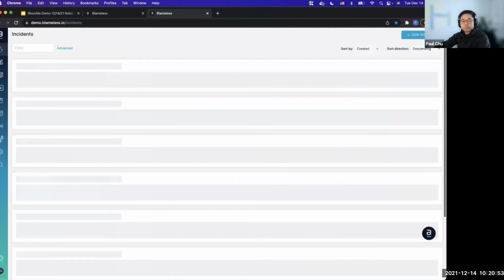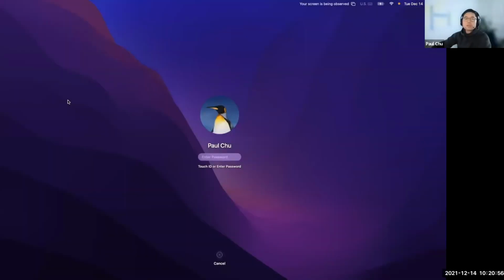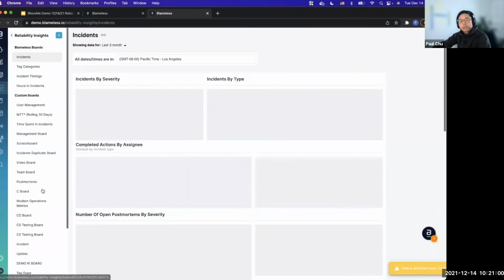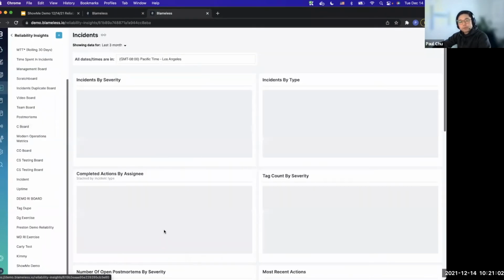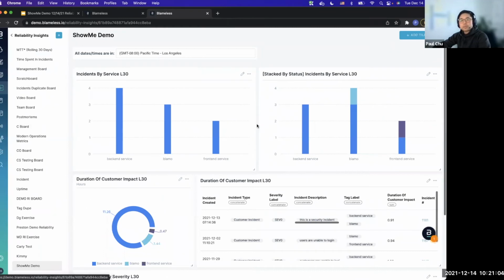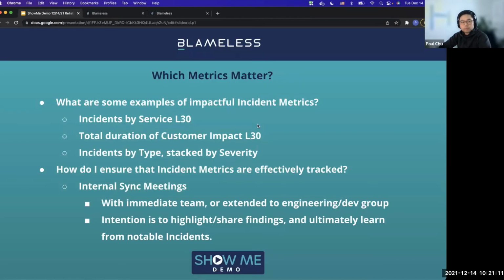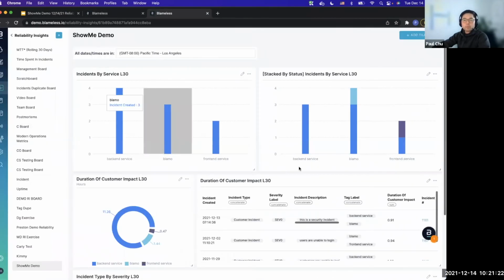So if I go into our Reliability Insights platform, we can now look at one of the dashboards that I created for today, where this is going to show us the items that I had in that slide. So I'll go back here to give you a list of those metrics. Incidents by service, last 30, total duration of incident, customer impact, last 30, and then incidents by type, stacked by severity. And I'll walk through why these sorts of metrics will be important.